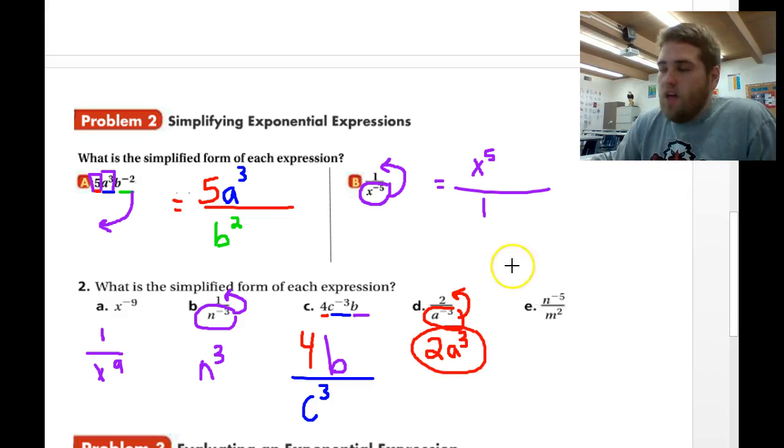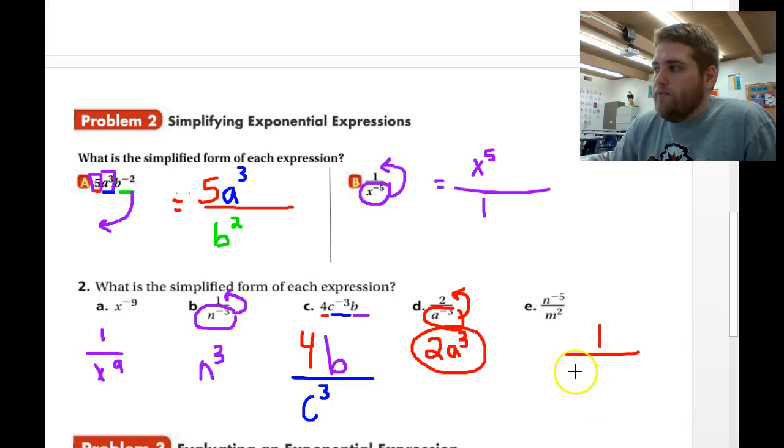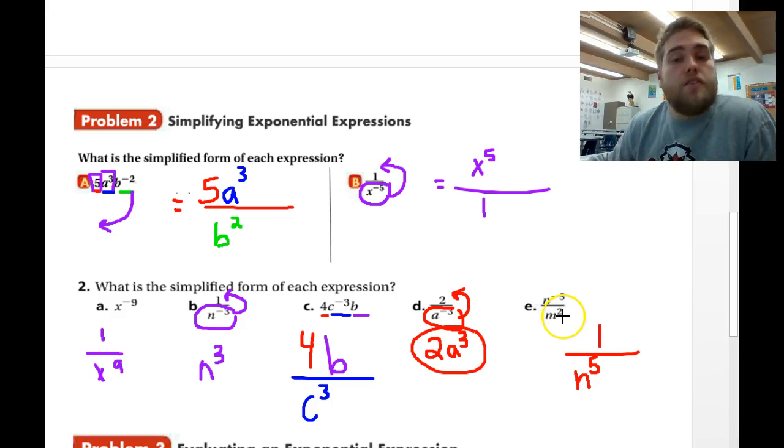And then finally on E, I have n to the negative 5th. Can I have that? No. So the 1 goes on top, and n to the 5th is on bottom. Now on bottom, I have m squared. Is there anything wrong with n or m squared? No, it's fine. It's not negative, it's positive, so we just leave it alone. So it's on bottom, we leave it on bottom.